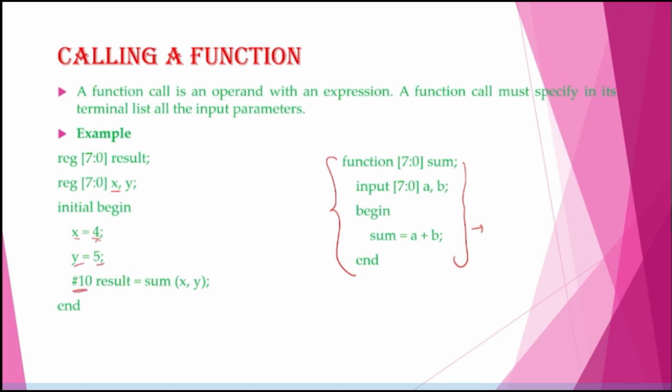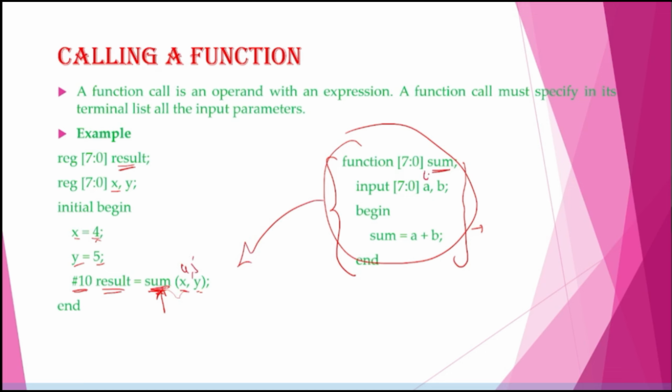Now at a hash delay, what am I assigning to my result? If you see, sum x comma y. So what is the sum? As soon as you have given this sum, there is a function named sum. What is happening? As soon as you have given this sum, it will call this particular function here. Sum x comma y is nothing but sum of 4 comma 5.